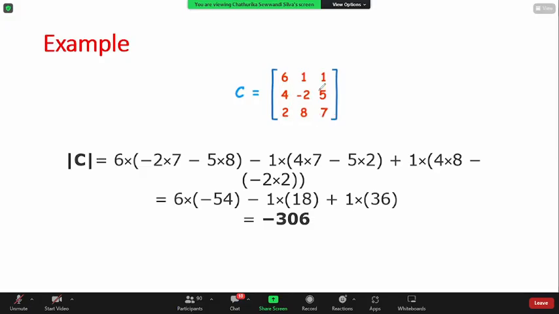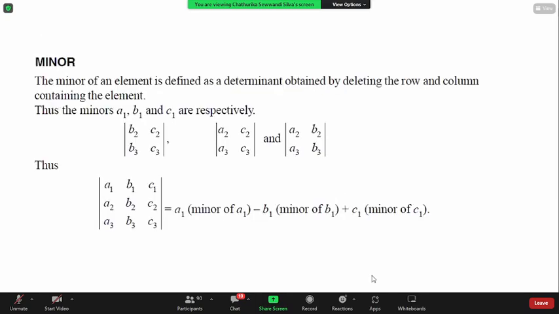right? So next one, with respect to this one, 4 minus 2 to 8. So the determinant of this 2 by 2 matrix. So the signs are, first one is plus, minus, and plus. So the answer is minus 306.